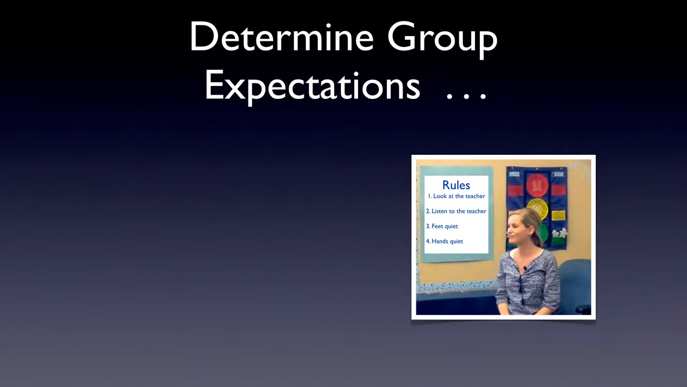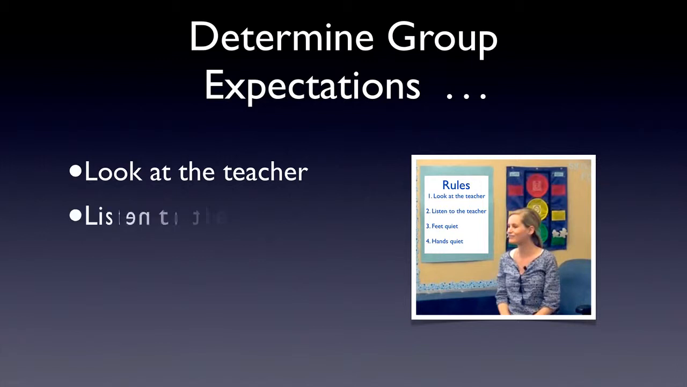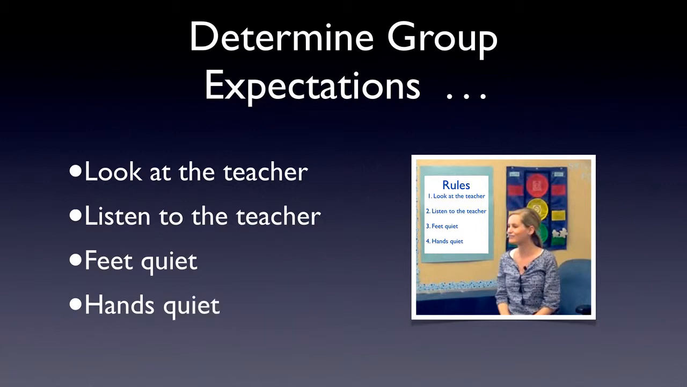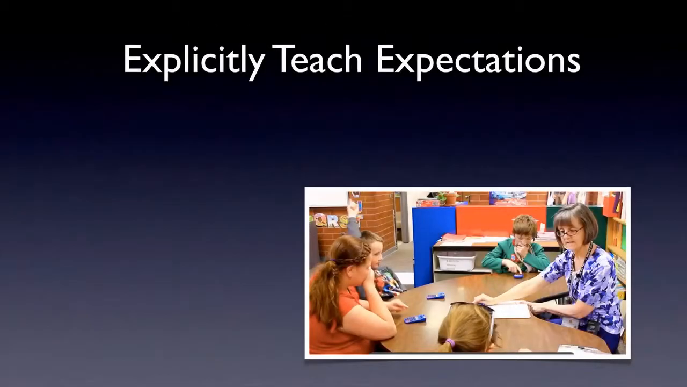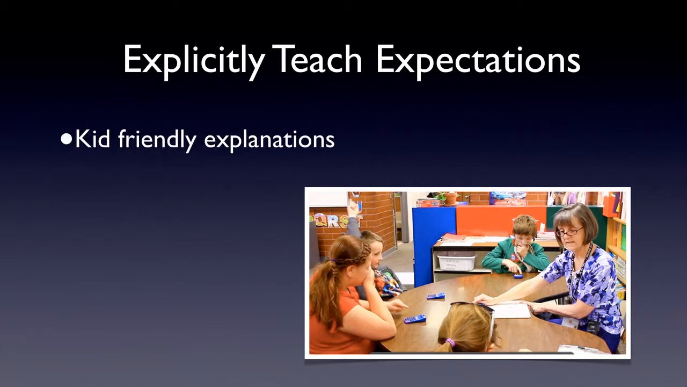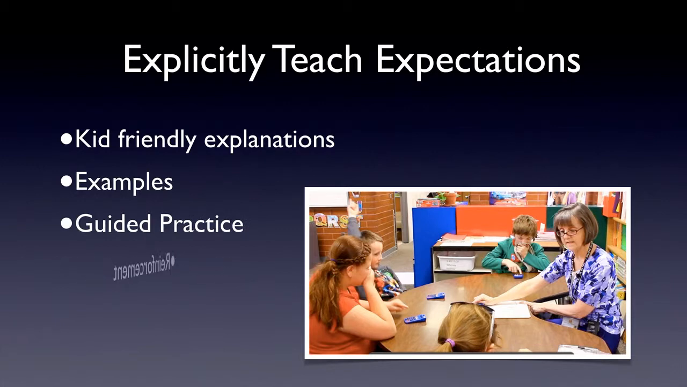Determine group expectations. Some examples of these might be: look at the teacher, listen to the teacher, feet quiet, hands quiet. Group expectations are taught the same way you would teach any skill, with kid-friendly explanations. Lots of examples, guided practice with prompting and prompt fading, reinforcement for getting closer and closer to the skills you want them to have, and frequent review.